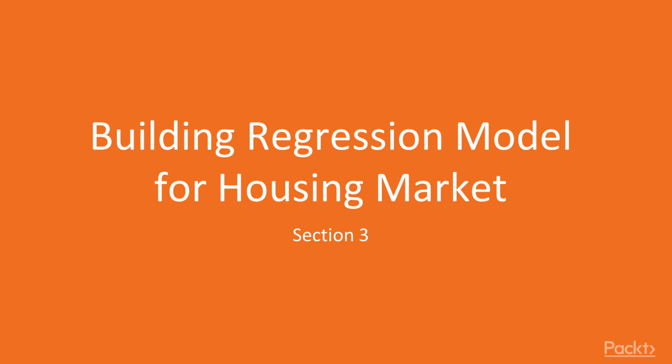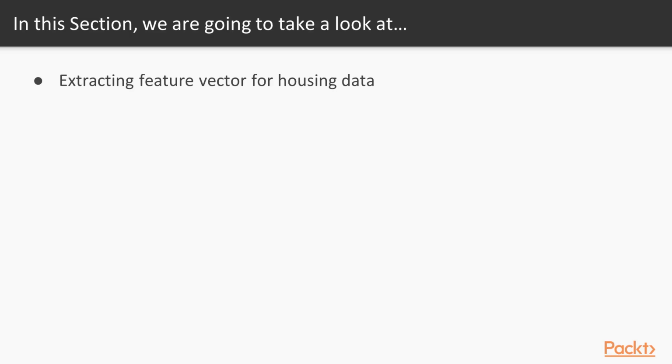We'll be building a regression model for the housing market, based on a housing market dataset. At the beginning, we'll see how to extract the feature vector for housing data, so we'll get ARFF data points from the housing market. Next, we'll perform normalization of that data. We will see that sometimes feature vectors should be normalized to be within some specific range.